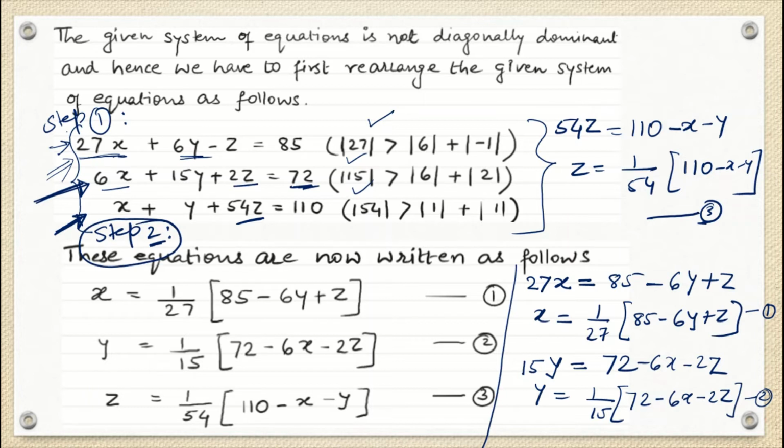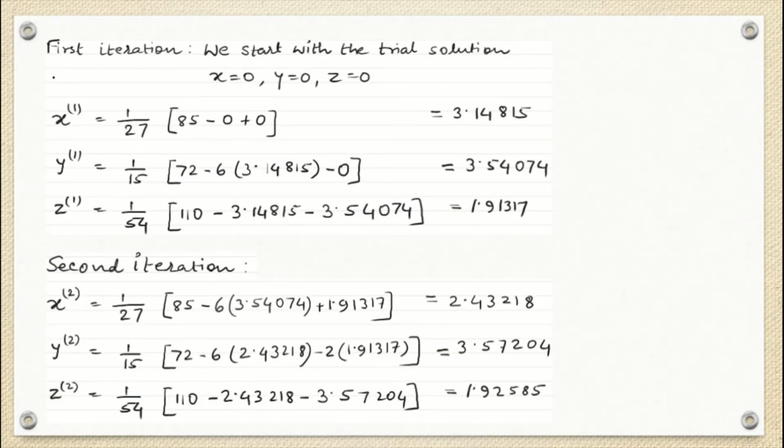Step number 1 was what? We had to rearrange, if needed, to make the system diagonally dominant. The second step is that I write down what is my x, what is my y, what is my z with respect to the equations given to us. Now what is my step number 3? Step number 3 actually starts with the iteration.